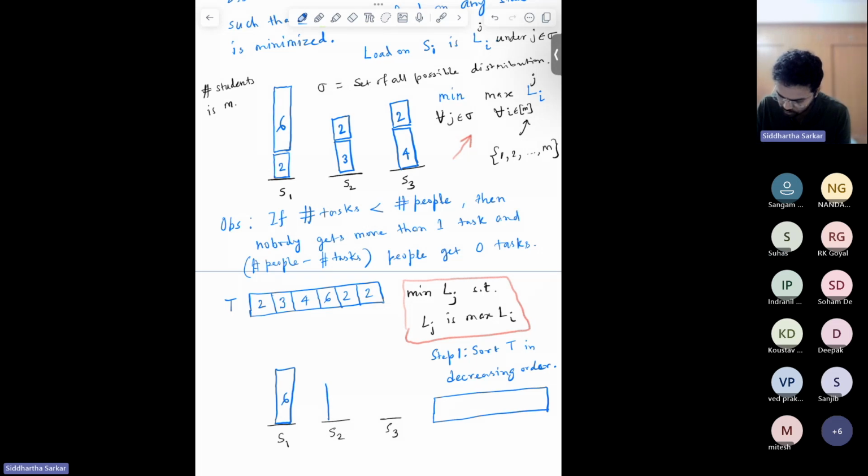After we have sorted the way we have suggested, we have 6 followed by 4, followed by 3, and then 3 2s. So after 6, you are going to give 4 to one of the least loaded persons. Then you have 3, so 3 has to go to S3 because S3 so far didn't get anything, whereas others have got. Then 2 will go to whom? Again to S3, right?